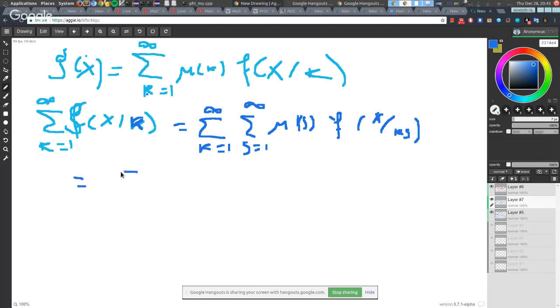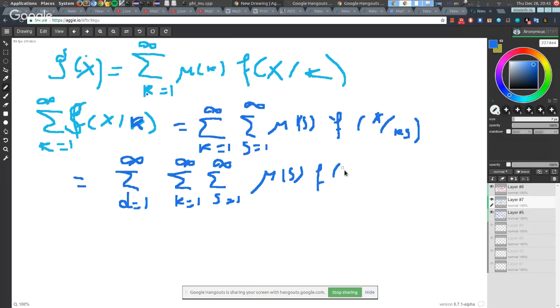So we'll use the same trick, so we'll introduce a third summation, n equal 1 to infinity, of mu of s f of x over n, and we'll put the condition n equal ks. So after we rearrange in the same manner that we did earlier, we end up having n from 1 to infinity, then we have f of x over n.